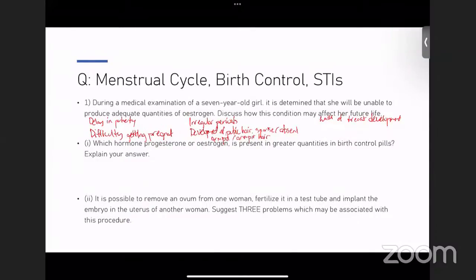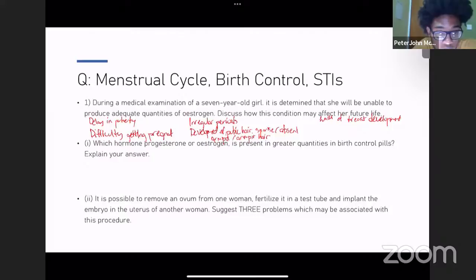Birth control stops ovulation. Yeah, pretty much. That's actually what it does. It pretty much stops ovulation, and it can potentially stop implantation. All right.